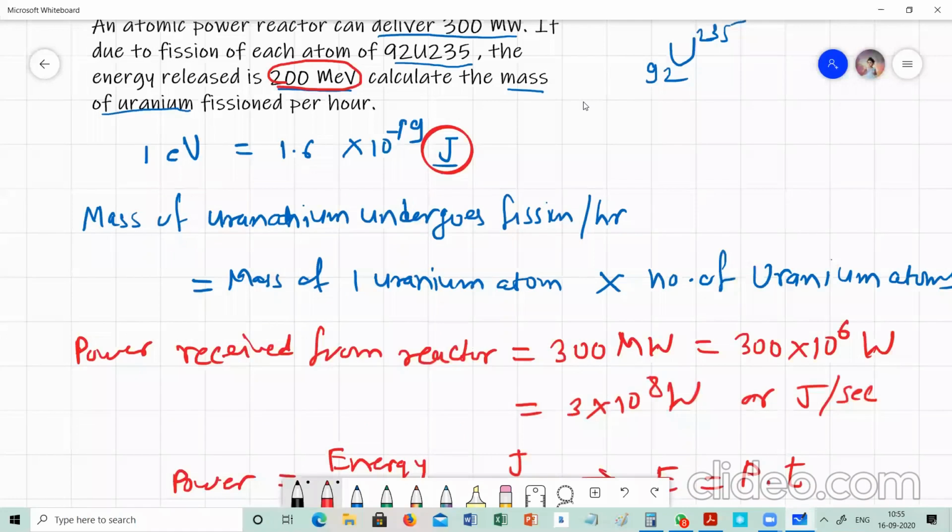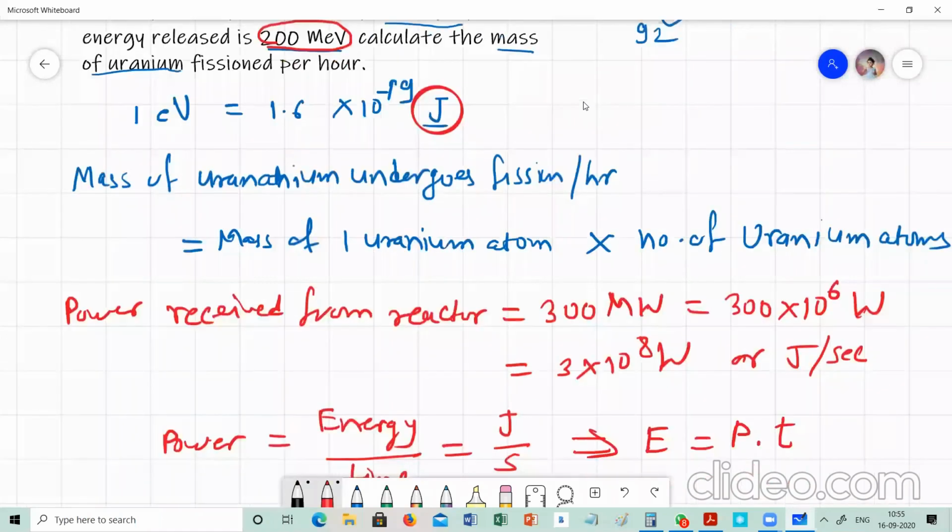To solve such a problem, you have to know some constants, like what is 1 electron volt, which is equal to how many joules, or what is Avogadro's number, what is its value. These things you have to know. In this problem we have to calculate the mass of uranium undergoing fission per hour. Obviously it is equal to the mass of one uranium atom times the number of uranium atoms that underwent fission reaction.